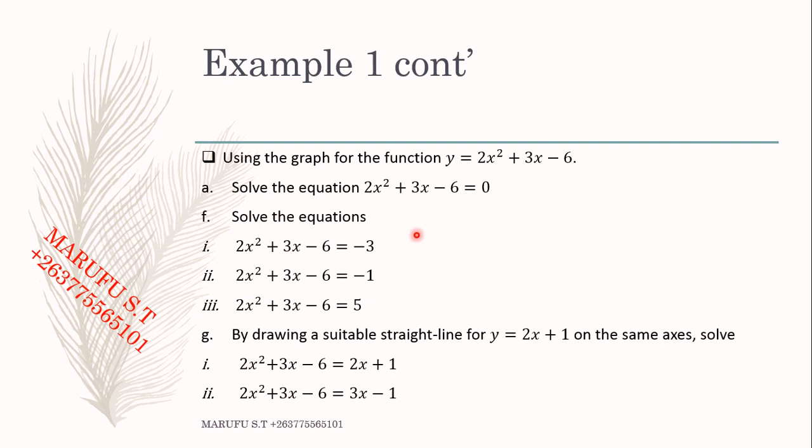Let's continue with our example one that we started. Now we want to solve this equation. The original function, we've drawn the curve for 2x squared plus 3x minus 6. Now you have to solve the equation like we solved the day before yesterday when we were dealing with the roots. But now they say it is equal to minus 3, not equal to 0.